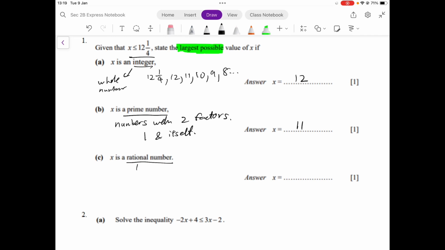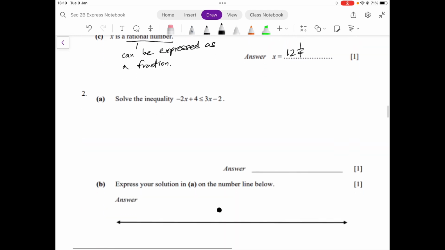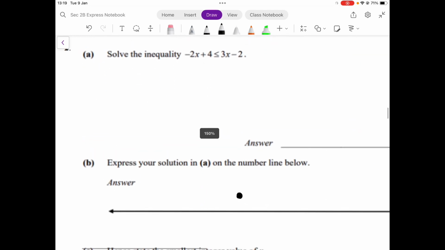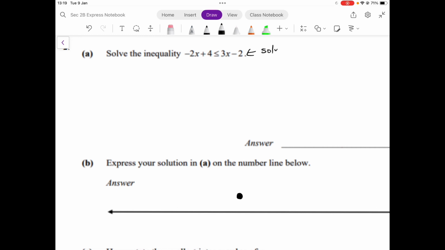Rational numbers means can be expressed as a fraction. So it's 12 and 1/4. Right, so the answer will be 12 and 1/4. Okay, now for the second question, solve the inequality. Okay, so we solve it like an equation, right? So we solve like an equation.